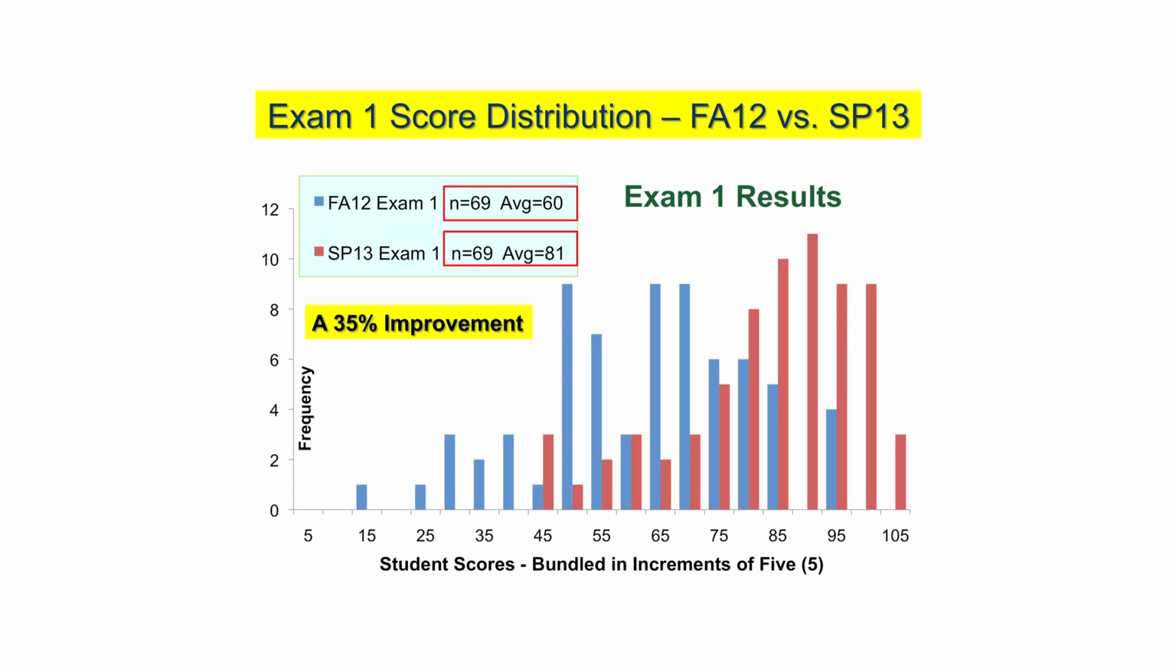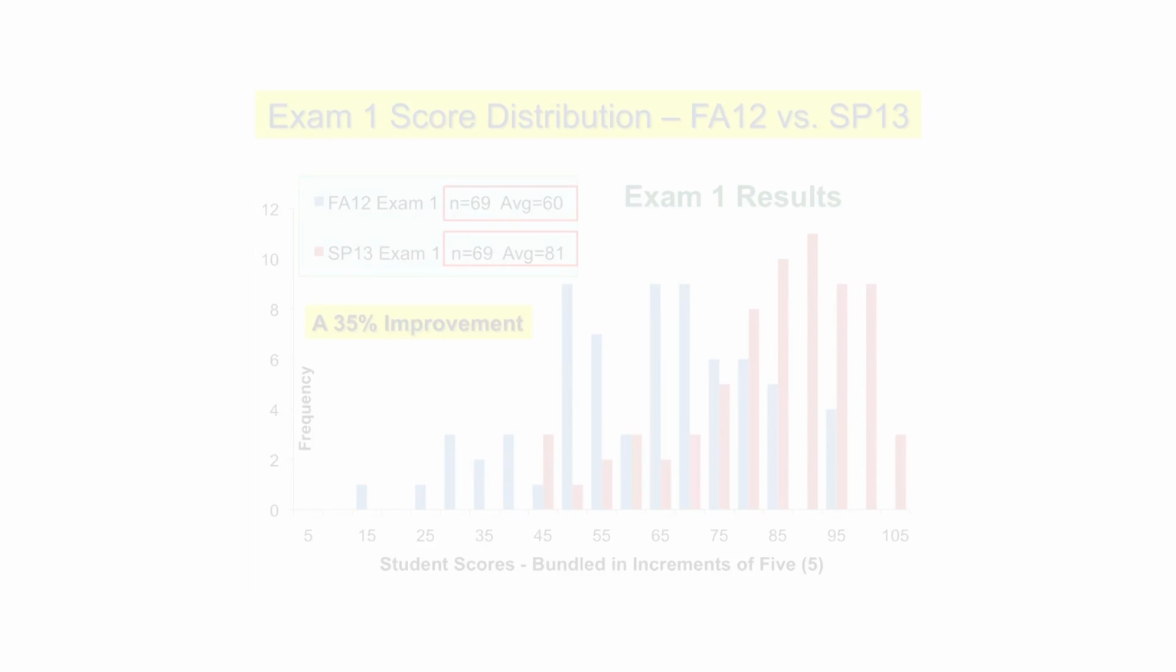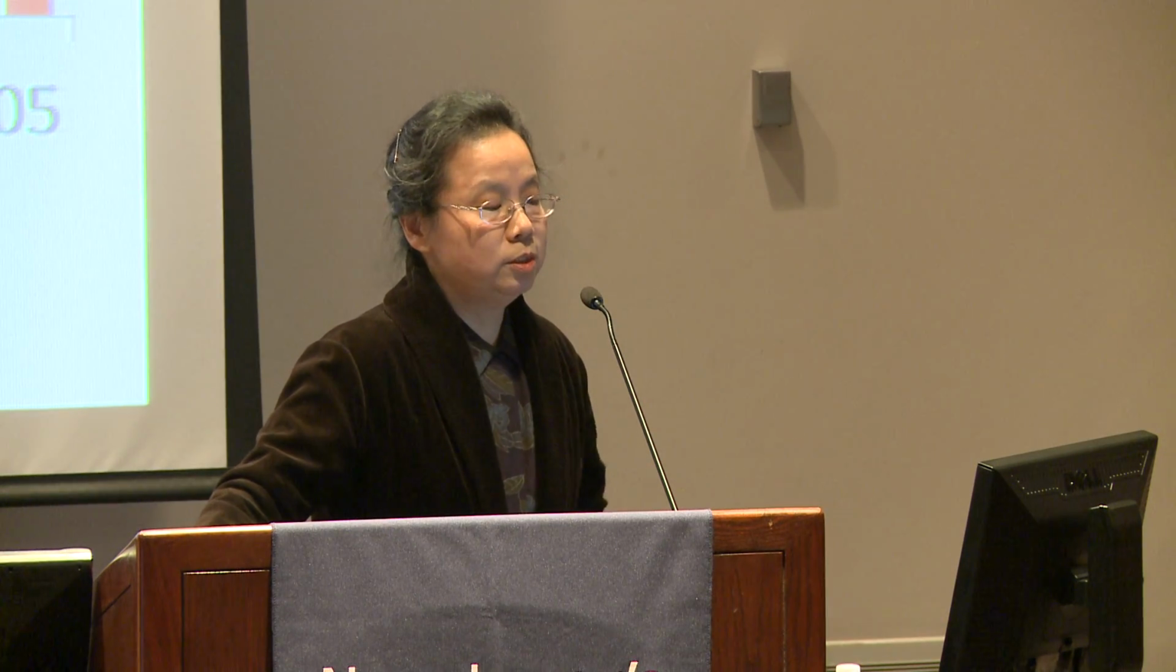So now in the bracket of 80 to 85, there are more students who got that in the spring than the students in the fall. If you look at the general curve, the spring curve is much shifted to the right. You see this also in the averages. The average improved by 21 percentage points, which is a 35% improvement. That was to my amazement, really. The number of students who started just fortuitously was the same.